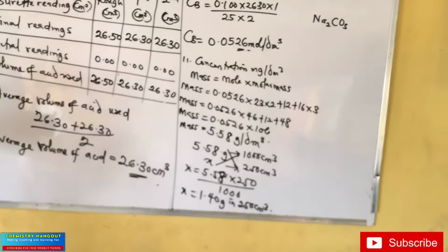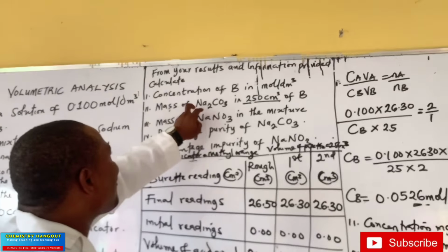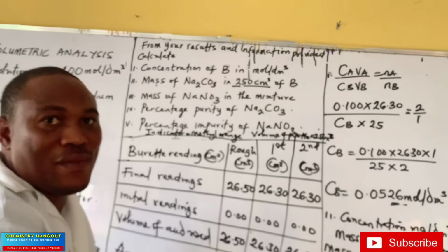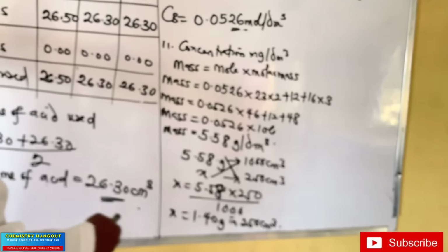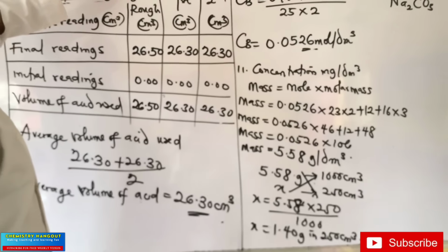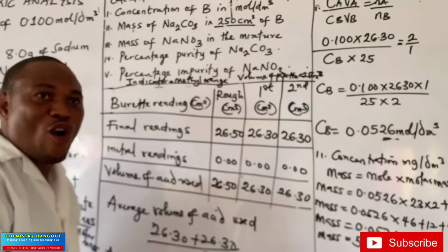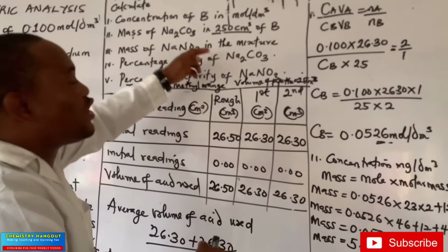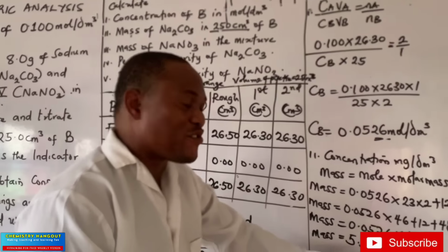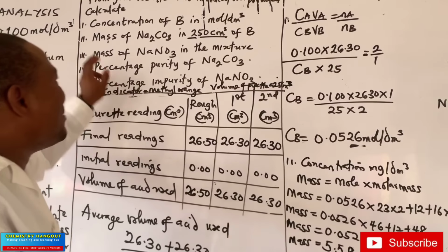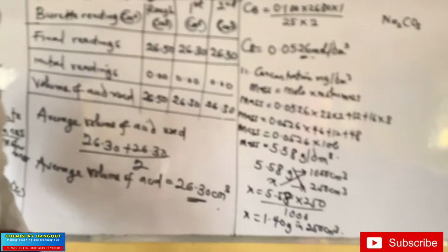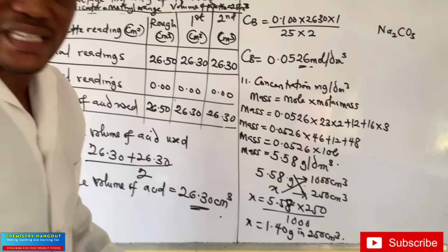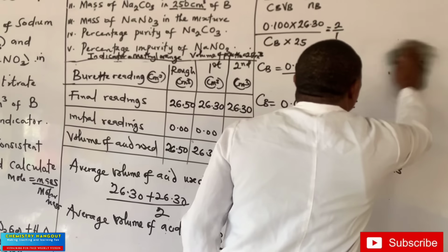Now look at this. Let's assume they are giving us the mass of Na2CO3 in gram per dm cube. This is just where we would stop. Do you understand that now? If they are giving us the concentration of Na2CO3 in gram per dm cube, we would have stopped here. But they didn't say gram per dm cube, they said 250. So after getting it in 1000, we now get it in 250. I want to believe that is clear. Right. Okay, let's move on.